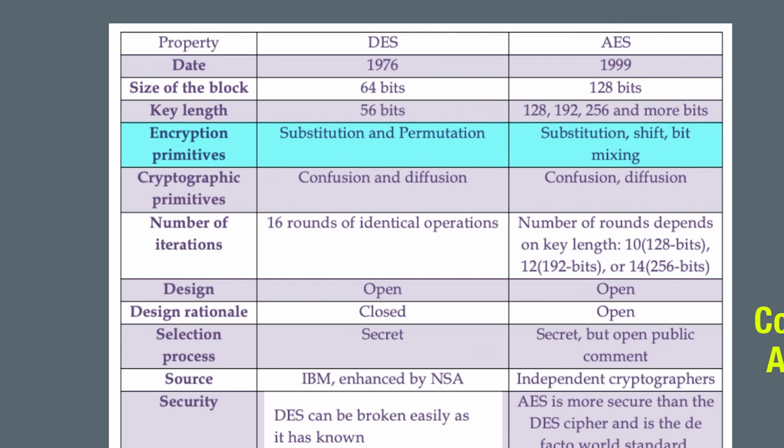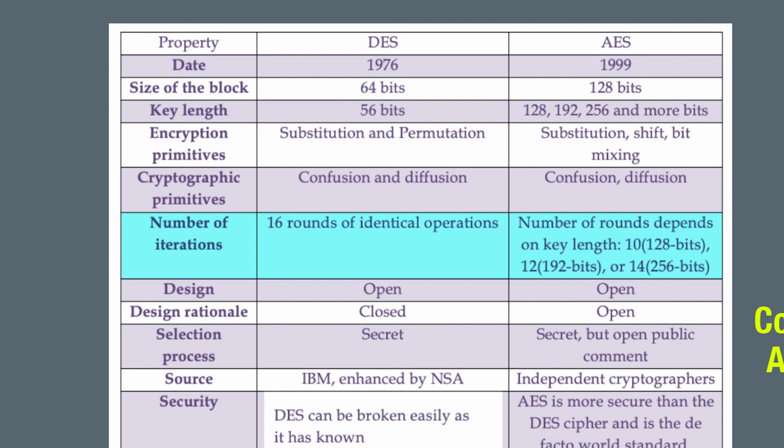The encryption primitives are substitution and permutation for DES, and substitution, shift, bit mixing for AES. The cryptographic primitives are confusion and diffusion for both AES and DES. The number of iterations is 16 rounds of identical operations for DES, while the number of rounds for AES depends on key length, like 10 for 128, 12 for 192 bits or 14 for 256 bits.